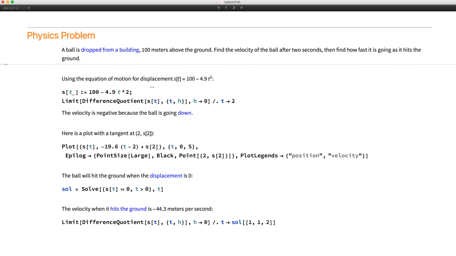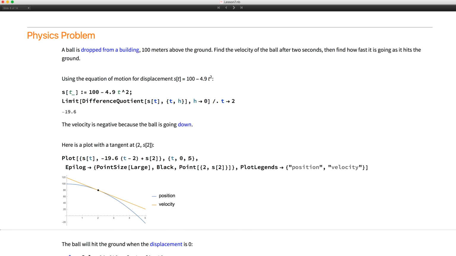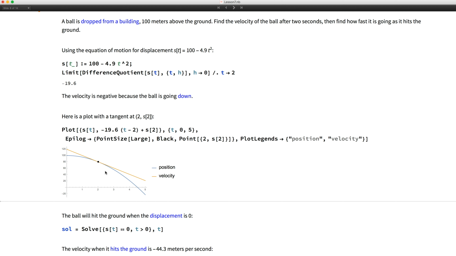Now you can work out the equation of motion as 100, the initial height, minus 4.9 t squared. That comes from the acceleration due to gravity. And then you can work out the speed at time t equal 2 by using the difference quotient calculation. Now the question is, why is it negative? Well, it's negative because the ball is going down. So if you plot the position and the tangent equation we saw just now, that's the velocity over here.